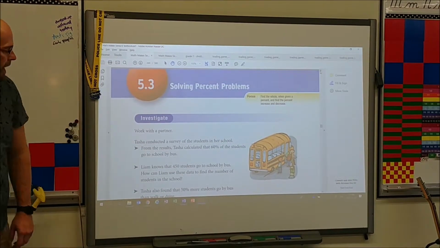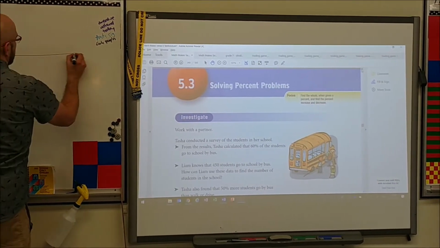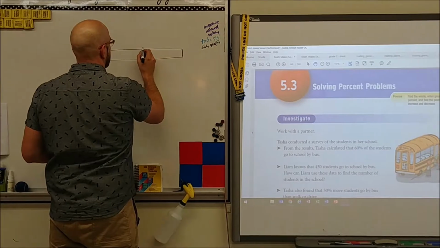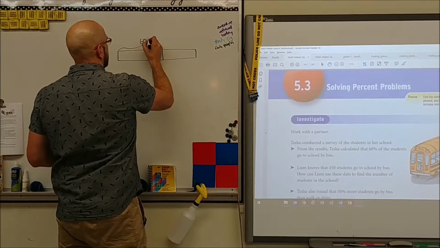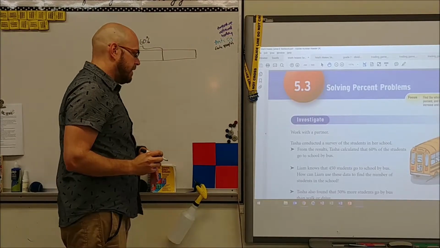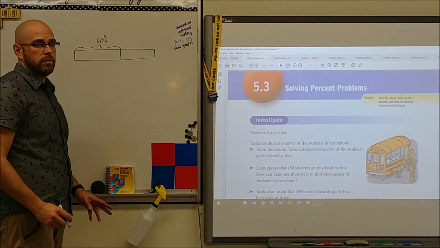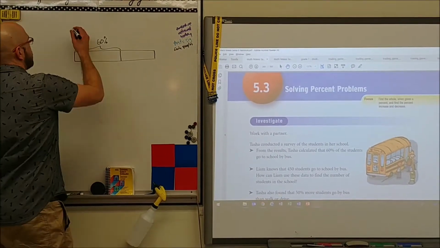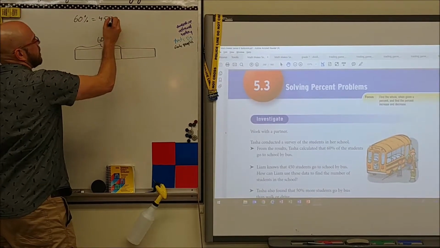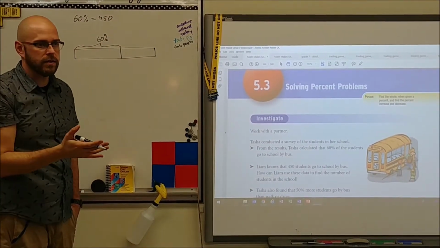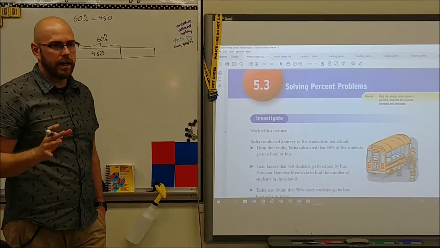It said Tasha had a survey of students and found that 60% of them rode the bus. So here I'm going to draw my little block. And it says 60% of them, probably about there, rode the bus. And then Liam knows for a fact that 450 kids go to school by bus. So that means 60% of the population is 450, because if 60% ride the bus, and 450 kids ride the bus, now I've got an idea.